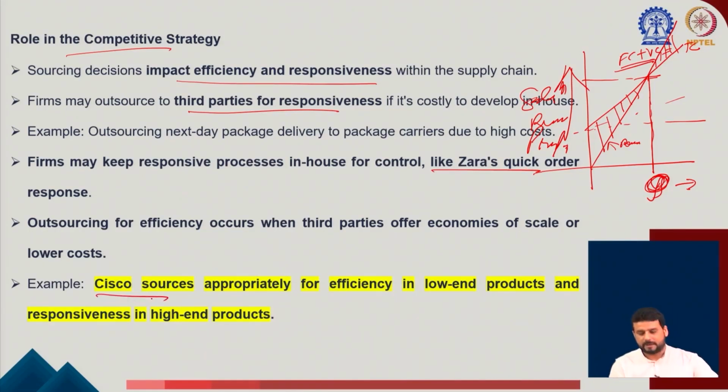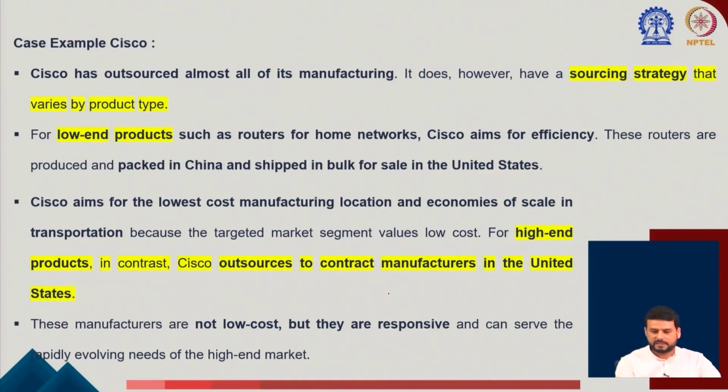Cisco is another example. Cisco usually deals with software products as well as hardware, routers and all those things, right? They sell computer accessories also. So what they are doing is maintaining an efficient supply chain for low end products. See, this is how they are segregating. For low end products, efficiency; for high end products of high value, they offer responsive services, right? So Cisco, you can go through in detail. They have outsourced almost all the manufacturing, right?